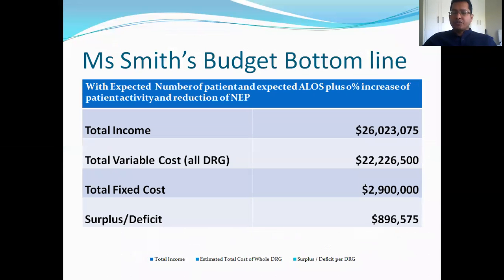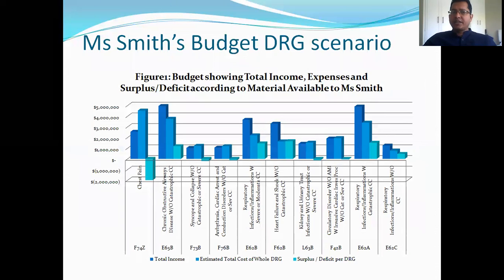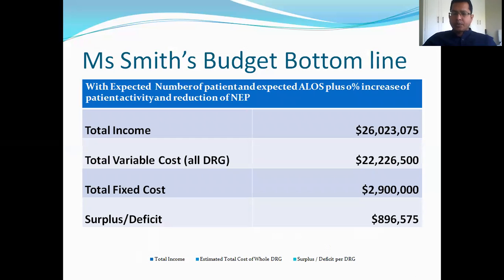This is Mrs. Smith's budget. She developed a new expected average length of stay and the new number of patients for each DRG. And we can see here that chest pain is the only DRG that showed the maximum deficit after revision by Mrs. Smith. And we have come to know that the surplus deficit has become 8.9 million Australian dollars.